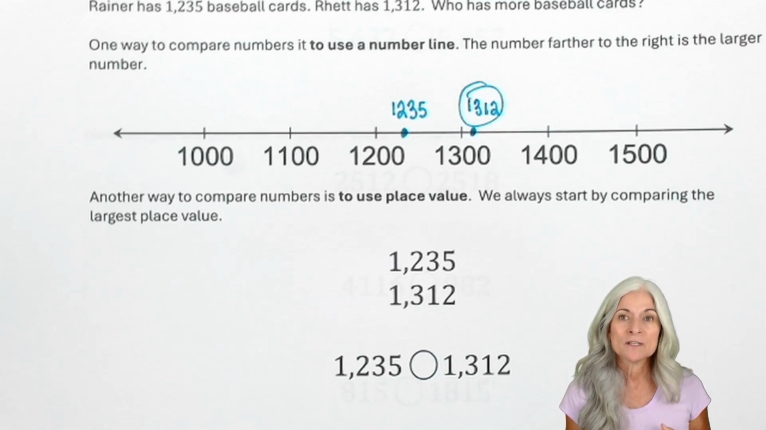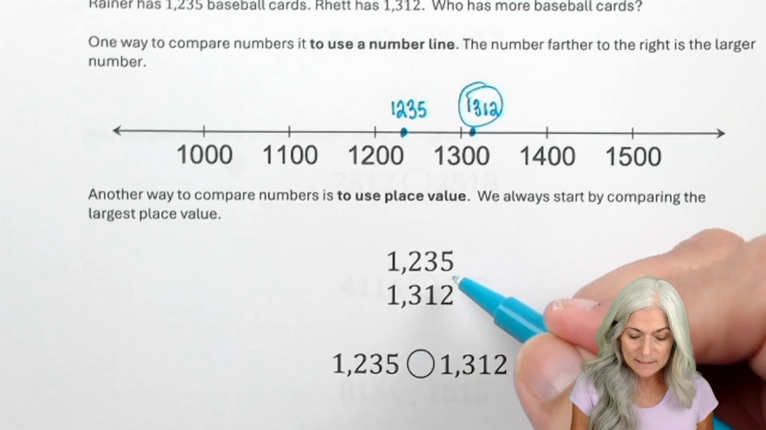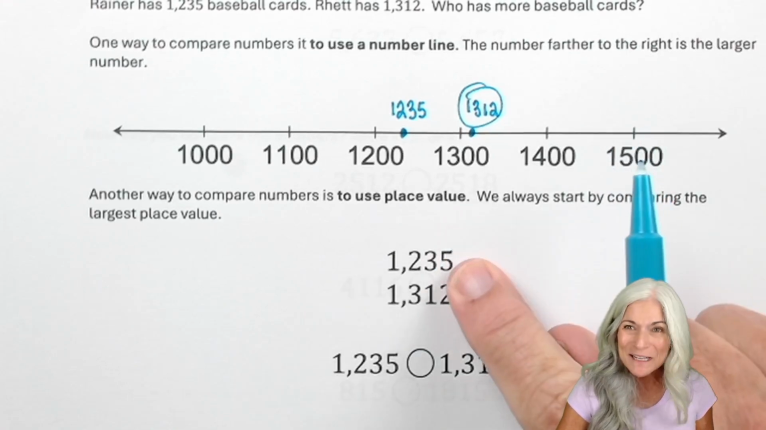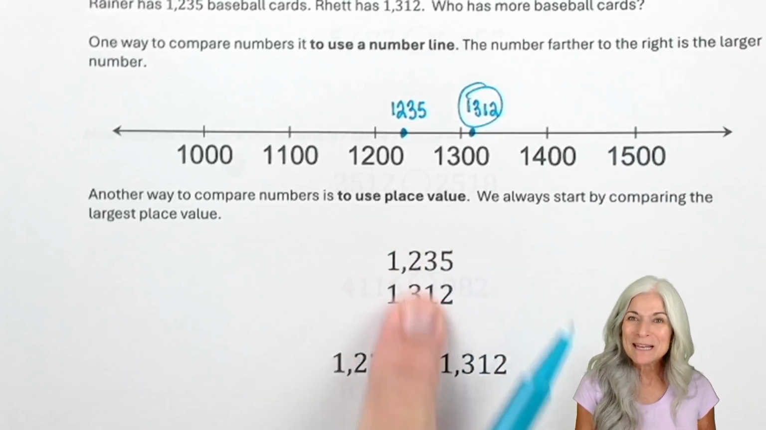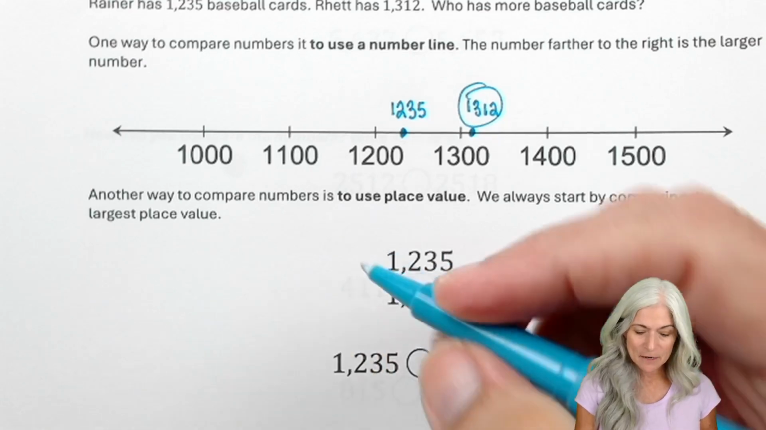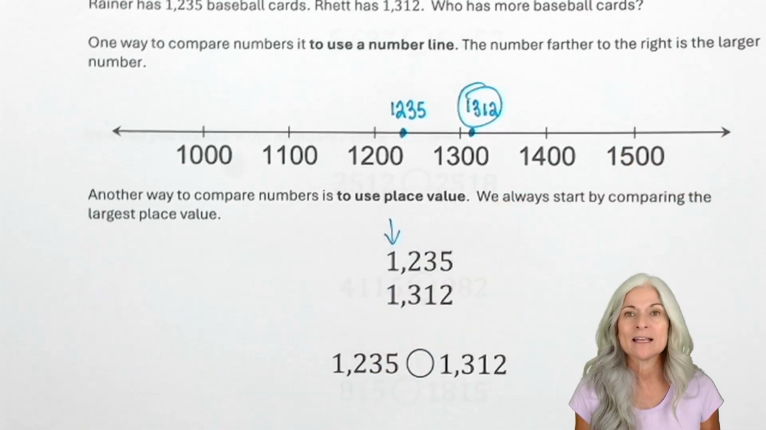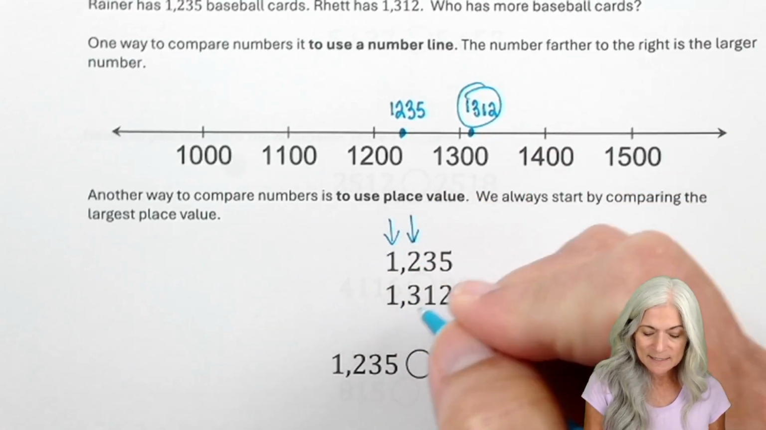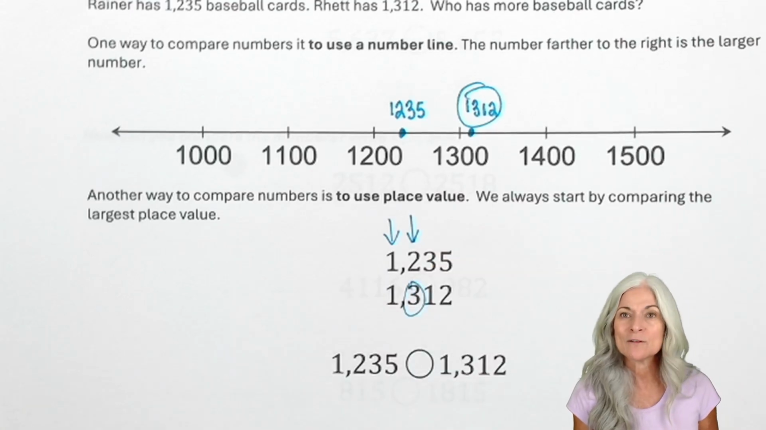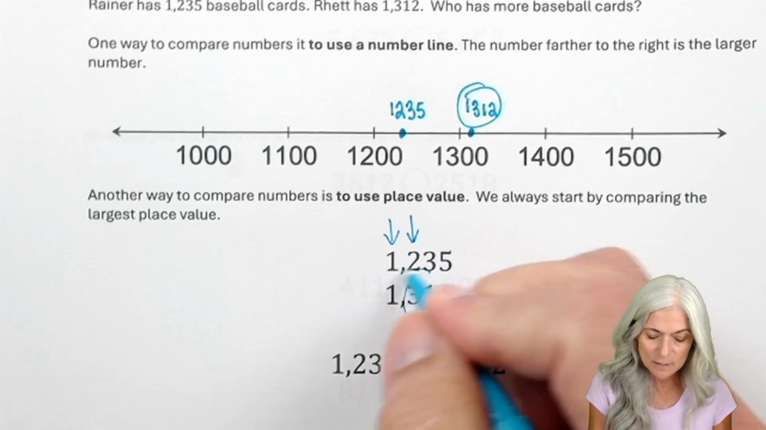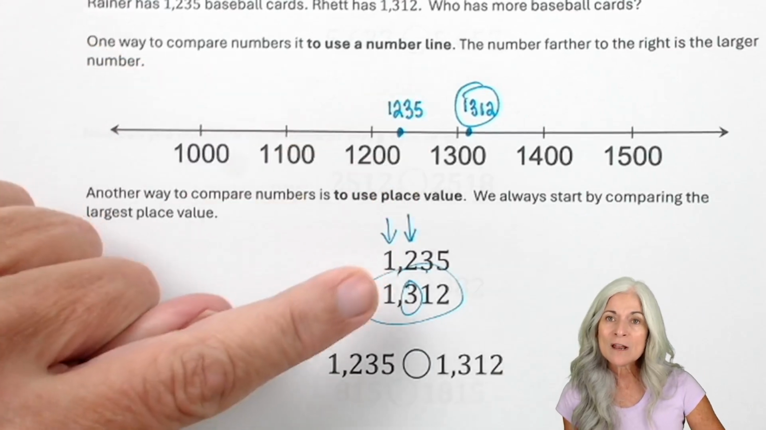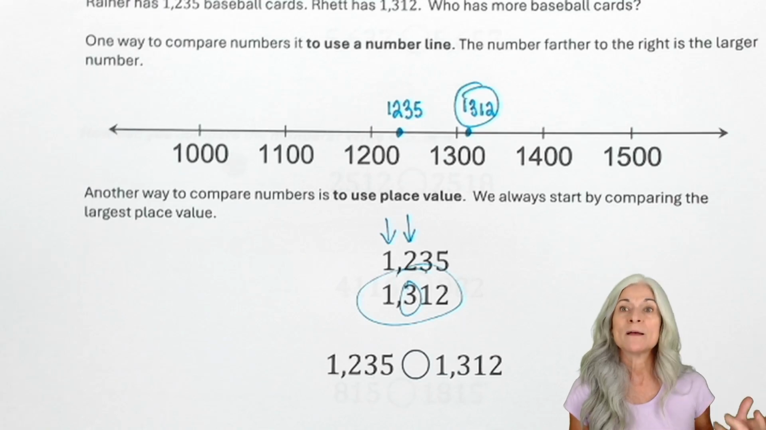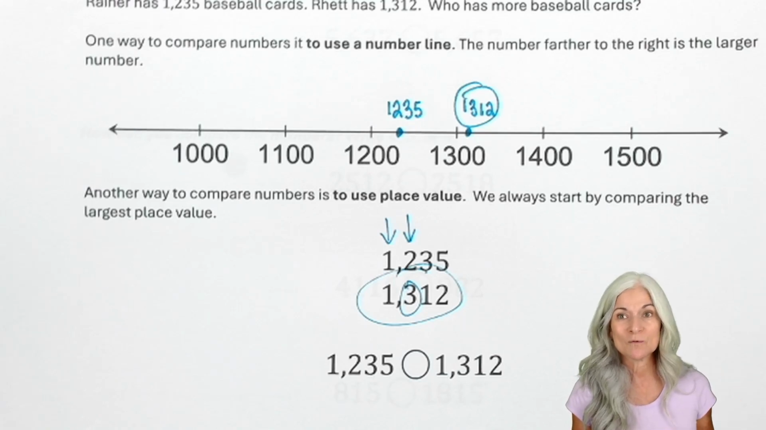So sometimes students may automatically look at the ones and go, well, 5 is greater than 2. So this number is greater. But that's the ones place. We've got to start with those biggest place values. So when we look at the thousands place, they both have a 1. So then we move over to the hundreds, and we see that 3 is greater than 2. 300 is more than 200. So both the number line and using place value helps us see the greater number is 1,312.